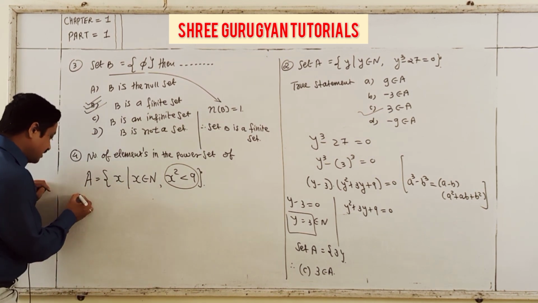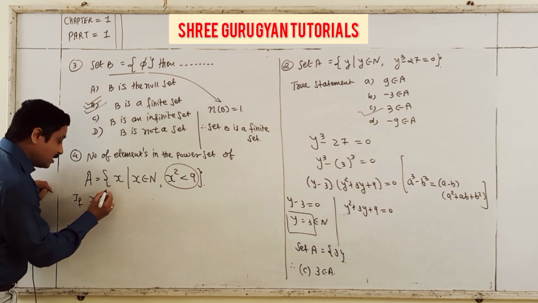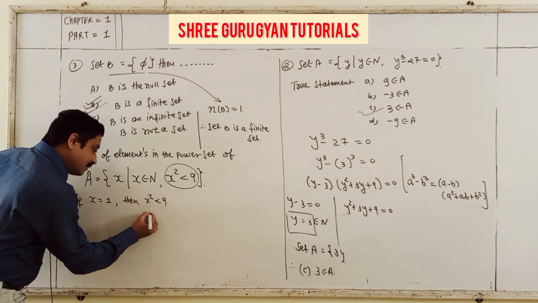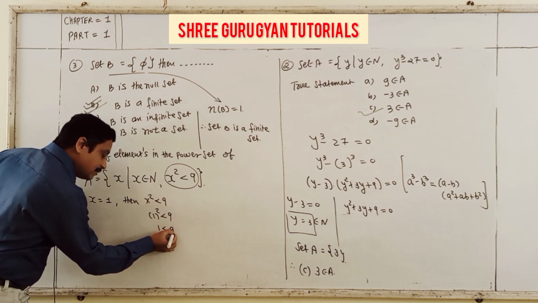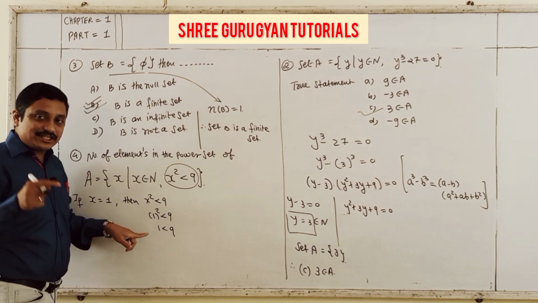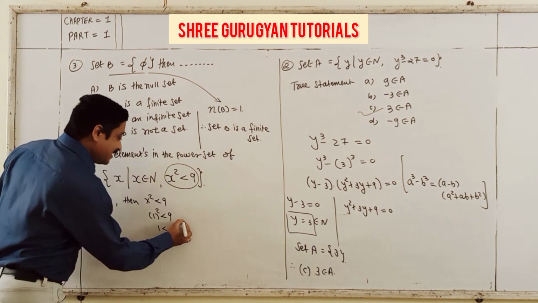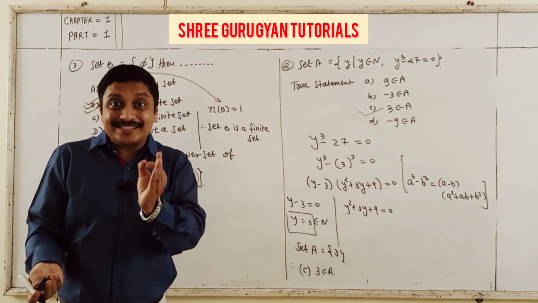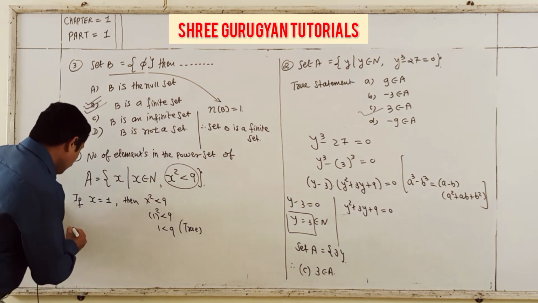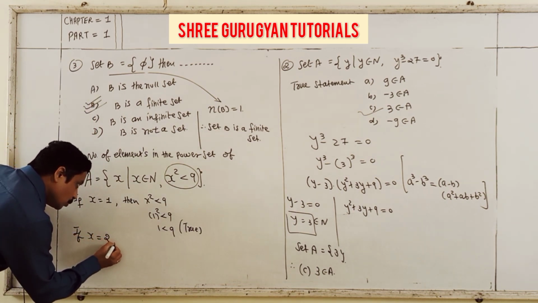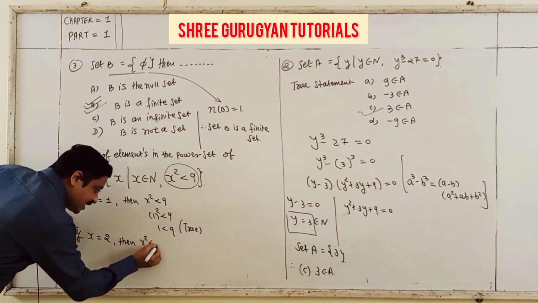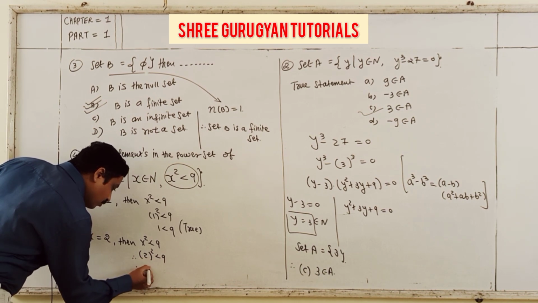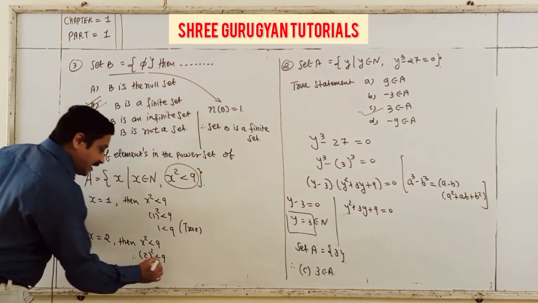So I will start: if x becomes 1, then x square less than 9, 1 square less than 9, 1 less than 9. Say, is it true or false? Definitely true. 1 less than 9 is true. So this solution is correct. One more, if the natural number goes to 2, again you check, put down the 2 and verify, 4 less than 9. Yes, again it is true.